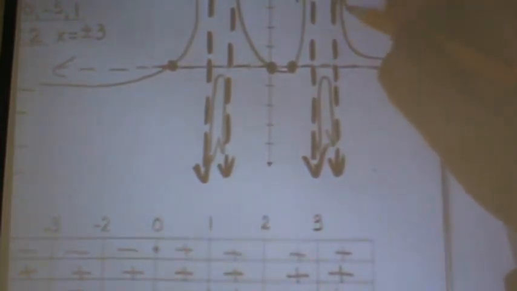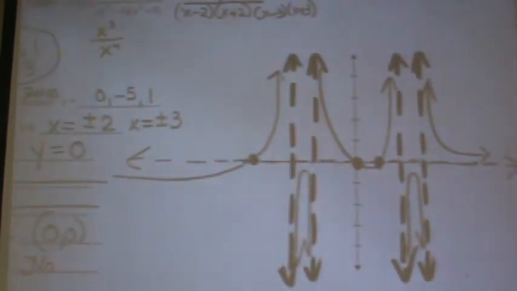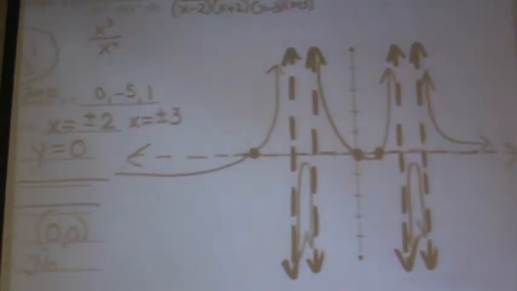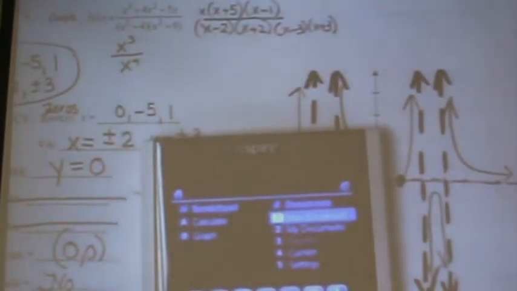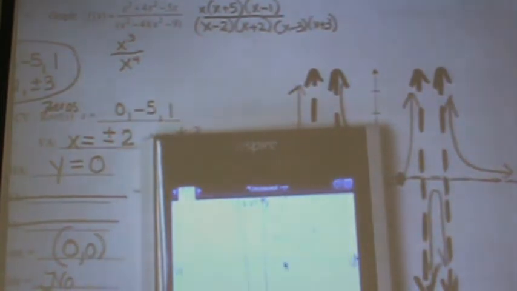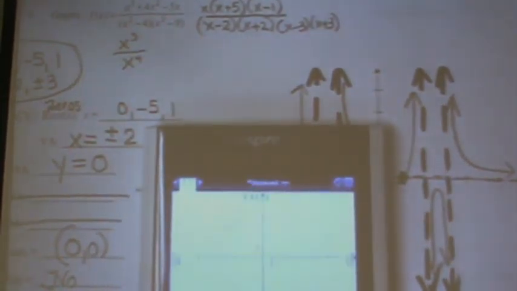So I'm going to draw, this is a sketch. This is an idea. This is where I think we're at. How can I make sure where we're at? Well, I can type it in my calculator. Let's do that. Let's type this monster in the calculator.